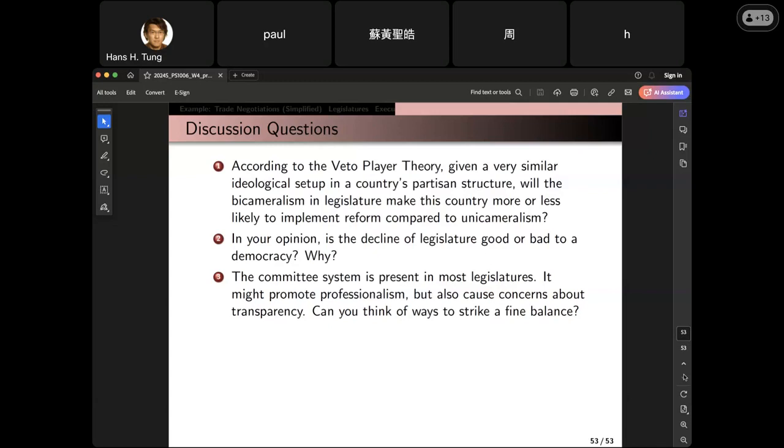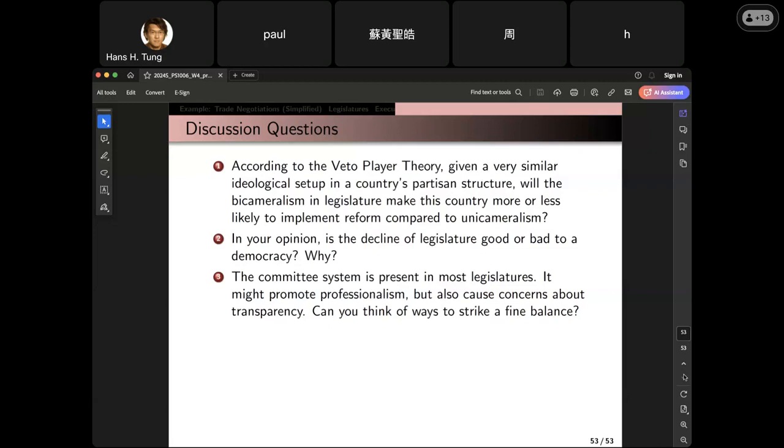So that's also bad. In other words, maybe this question is too vague. But what I want to say is that there are reasons we should worry about the quality of the legislatures, but also reasons to worry that this decline might actually hurt the democracy and accountability that we hold dear. Okay, so this is the question.